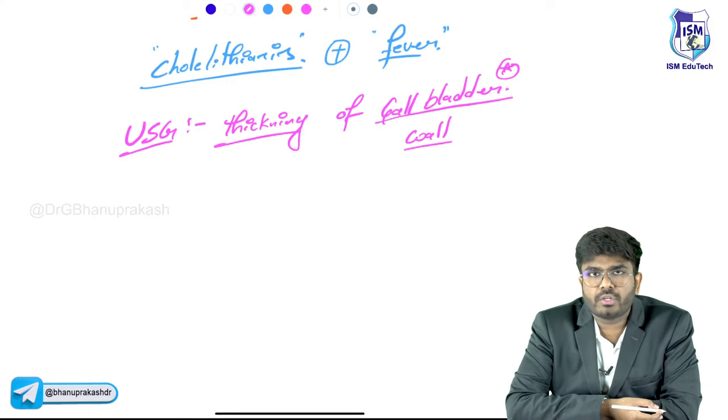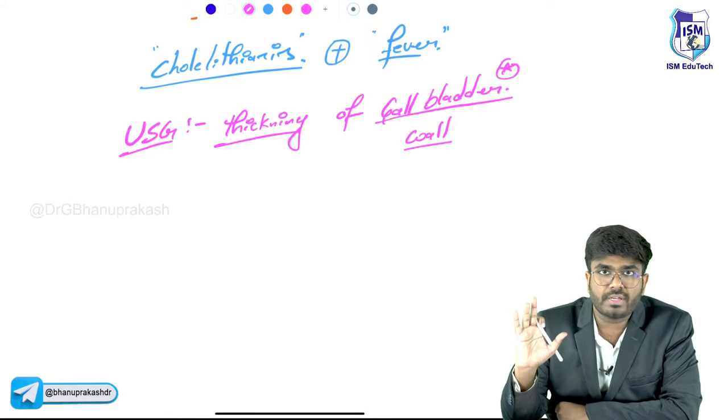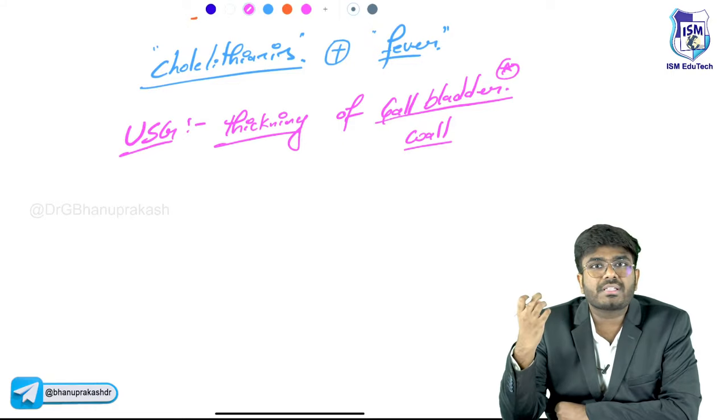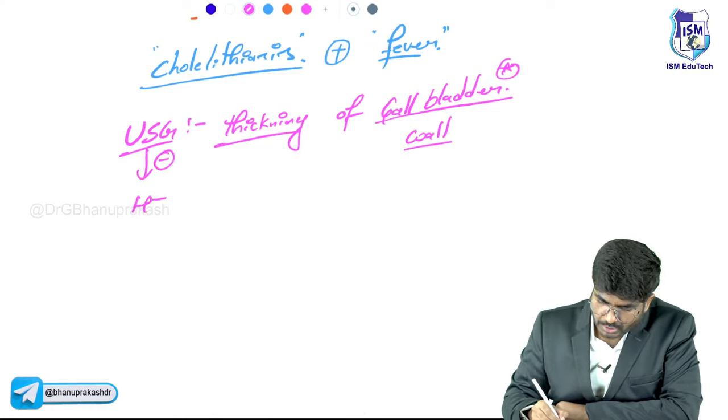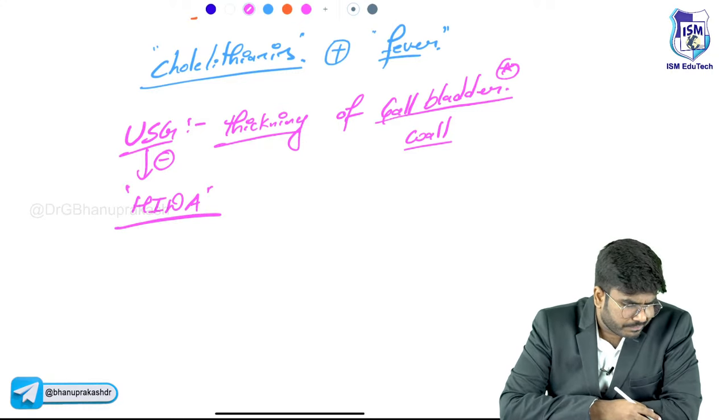Usually we do the ultrasonography for looking at the gallbladder. If the ultrasonography is negative, which means you cannot see any gallstones and the thickening of the gallbladder is not seen, one more scan which can be done is the HIDA scan. If this is negative, you can also go with another scan called a HIDA scan, to look at the gallbladder.